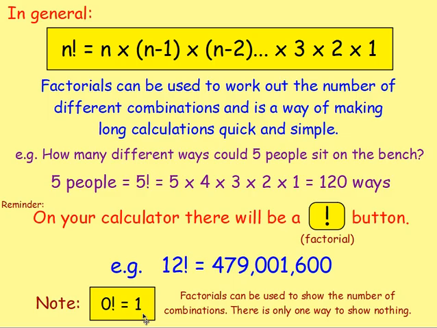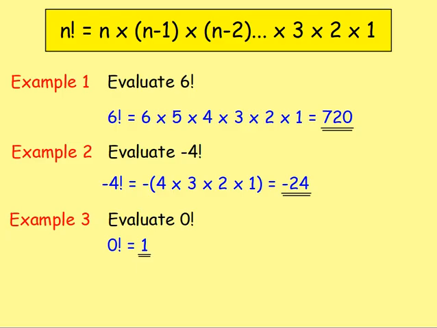A special note is that 0 factorial equals 1. Really, factorials is to do with the combinations, so how many different ways can you arrange 0 objects? Well, you can only arrange them one way. There is one way to show nothing.